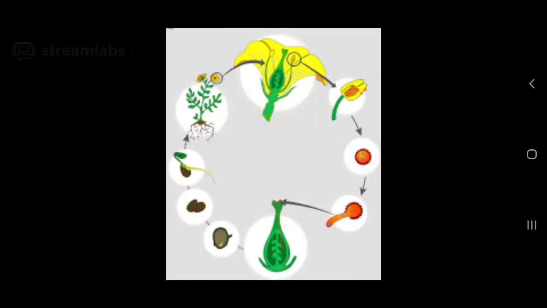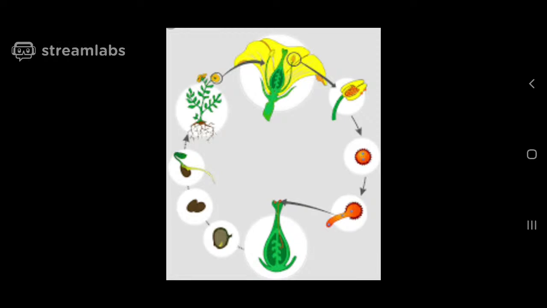You can see the germinated seed. There are two parts. One is the green part, one is the yellowish part. The green part is called plumule. The yellowish part is called radicle. I hope you can recall what these two parts will transform into.